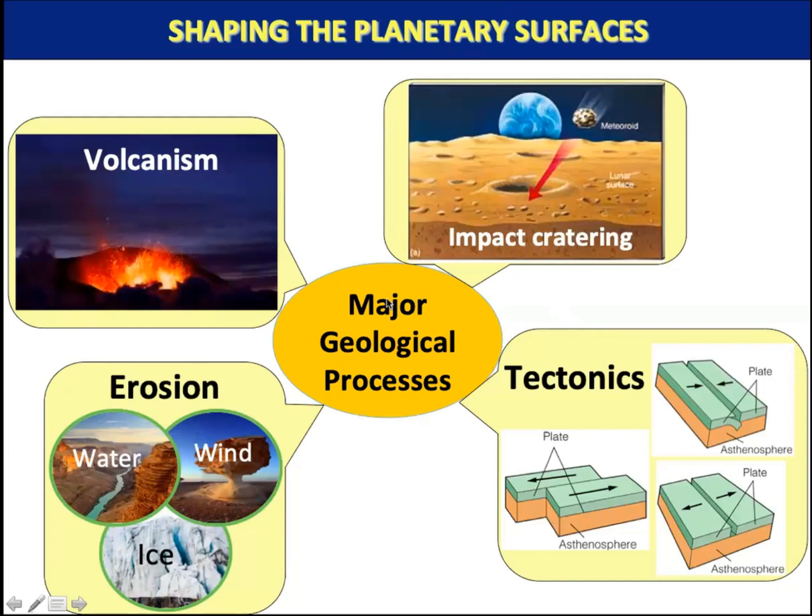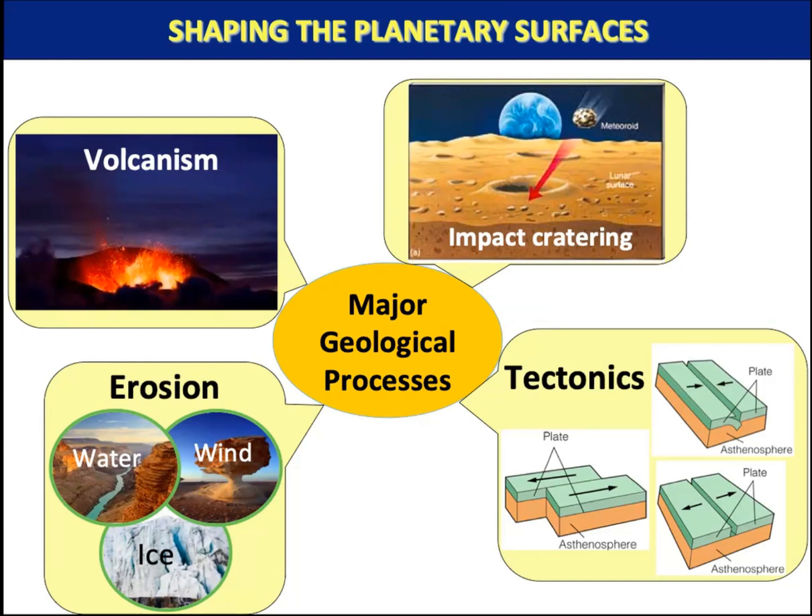Then erosional activity and impact cratering. Impact cratering is one important aspect. Once an impactor comes and hits the planetary surface, we can have the formation of impact craters. It has a lot of significance. Then erosional activities: in the case of our Earth, we have dynamic agents like water, wind, and ice. They continuously interact with our Earth's surface, so a lot of changes take place.